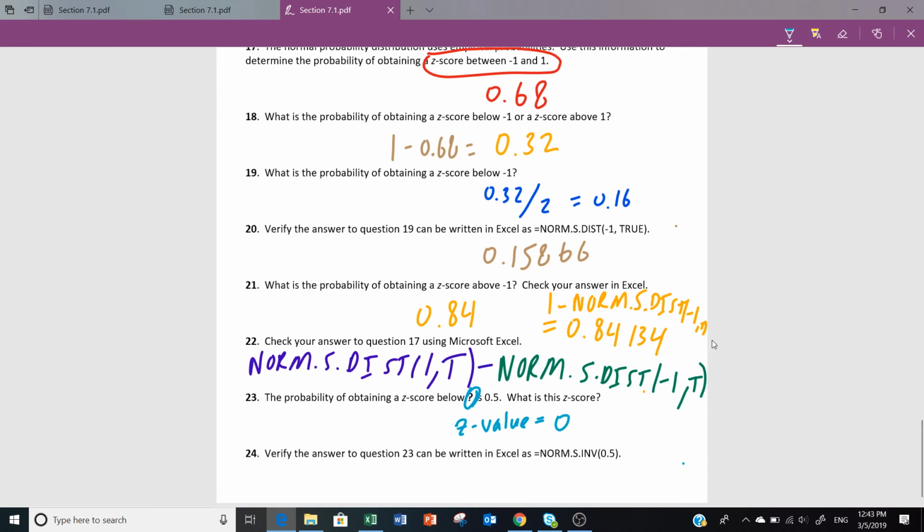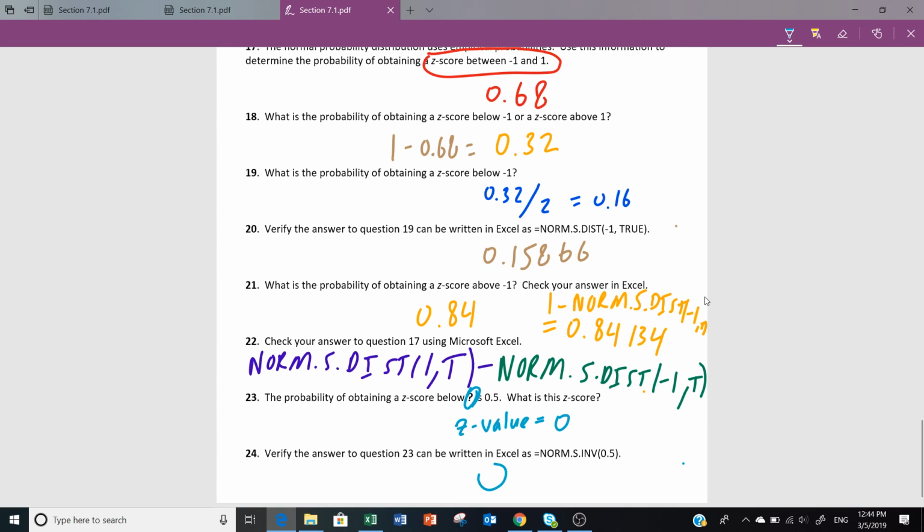So that's how you do it. Norm.s.inv will give you the z-value after you get the probability. So you put the probability inside, in this case a half, or 0.5, and it gives you the z-value, which is 0. So these are the questions I have.